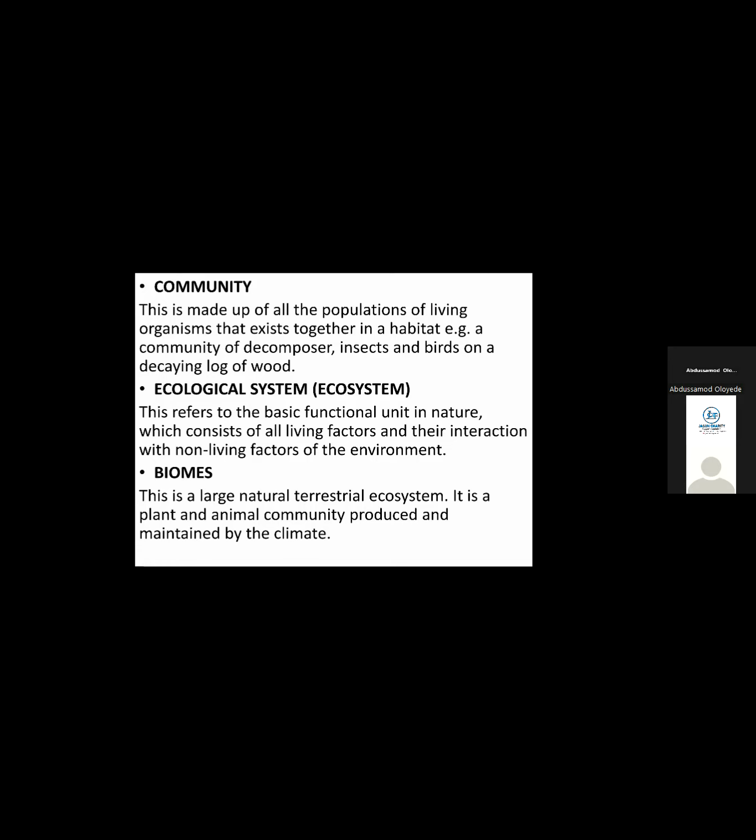Now, ecosystem. Ecosystem refers to the basic functional unit in nature. The basic functional unit in nature. So in a nutshell, if we are to define ecosystem, we say ecosystem refers to all living organisms, all living factors interacting with non-living factors in an environment. So it is the interaction between living things and non-living things.